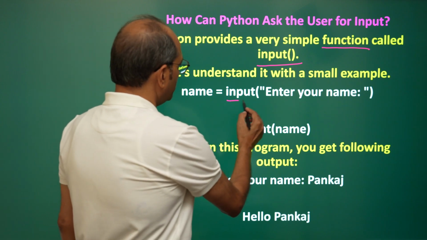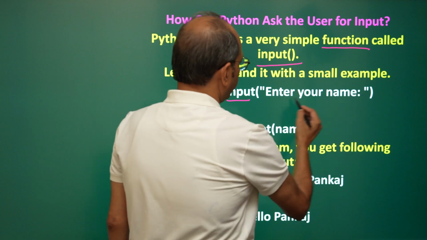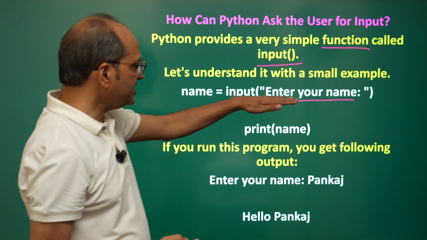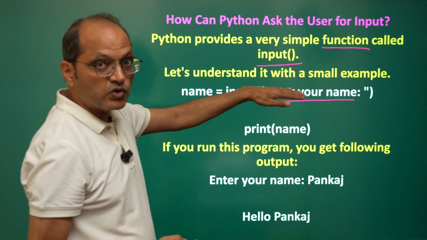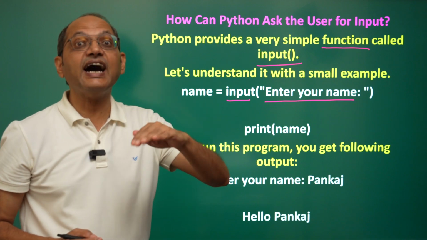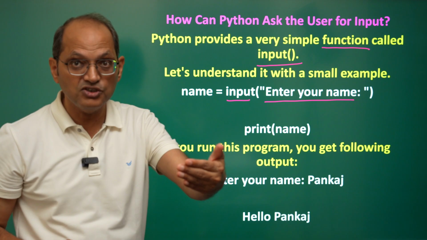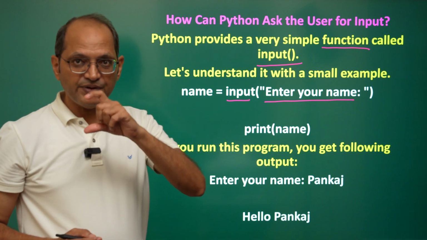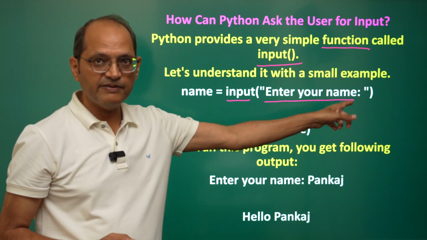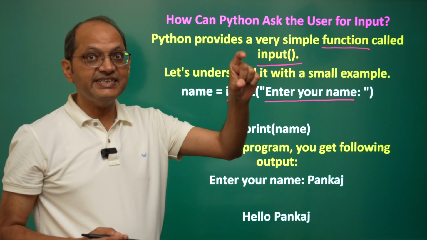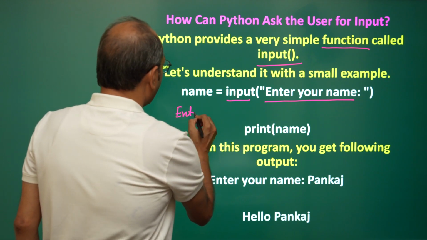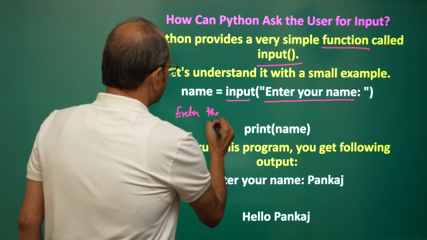You write input and within the brackets you write "Enter your name". So what happens when this particular line is executed? Your cursor blinks and stops. That means it is asking for input from the user. First, it will print what is written inside the input statement. So what is written? "Enter your name." So it will print on the output, enter your name.